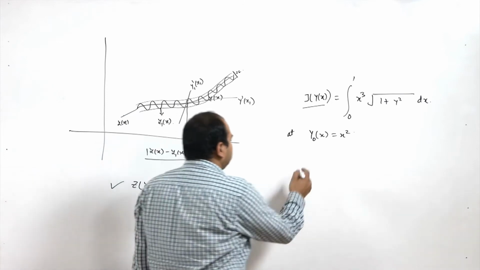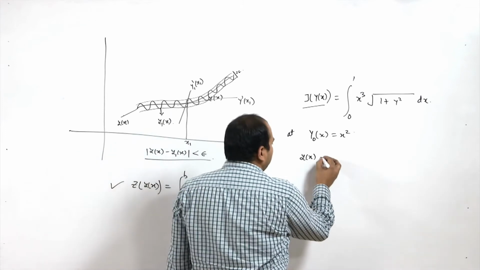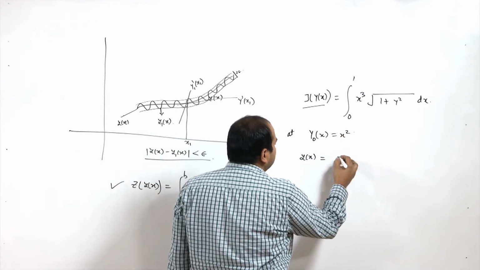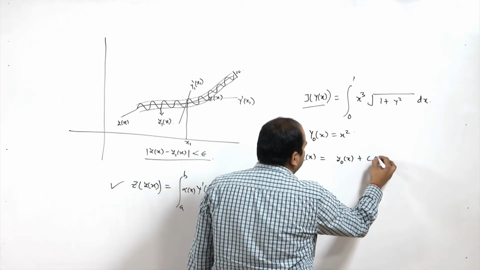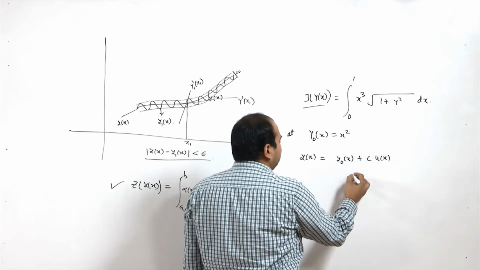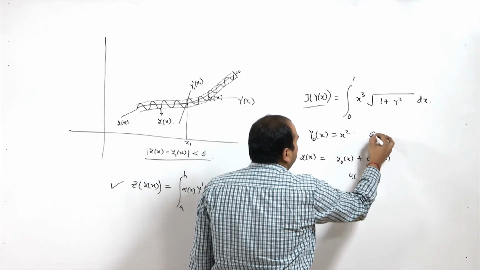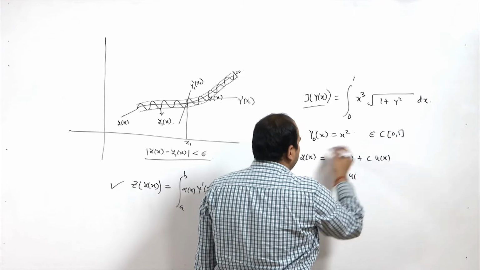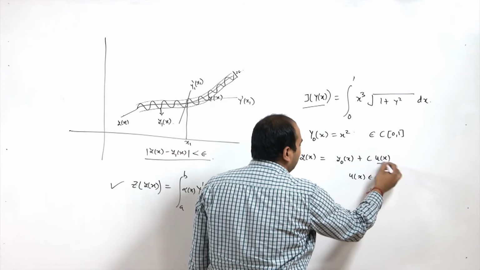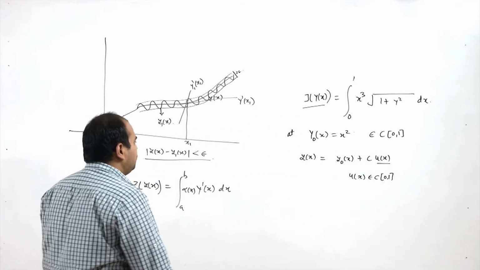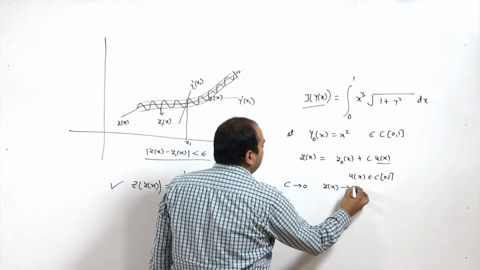So, for this you take an arbitrary function, say y of x, which is in the neighborhood of x square. So, let us say that it is simply y naught of x plus some c times another function, say u of x, and here since y of x is a member of C^0[0,1], we can say that this u of x is also a member of C^0[0,1], meaning u of x is also a continuous function, and then we try to show that if c tends to 0, then this y of x tends to y naught of x.